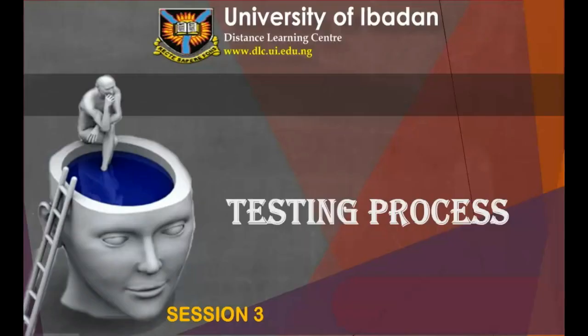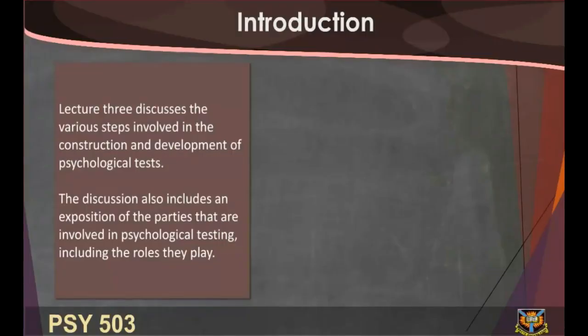Study Session 3. Testing Process. Introduction. Lecture 3 discusses the various steps involved in the construction and development of psychological tests. The discussion also includes an exposition of the parties that are involved in psychological testing, including the roles they play.